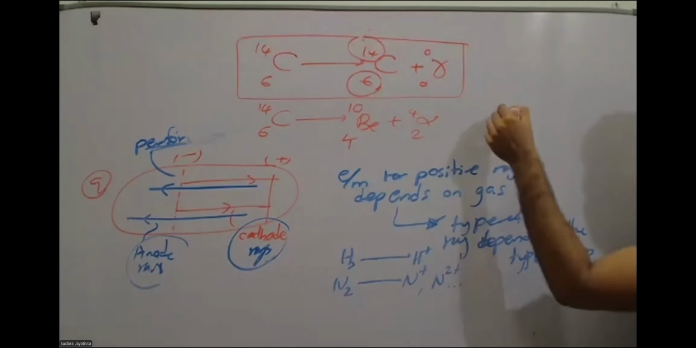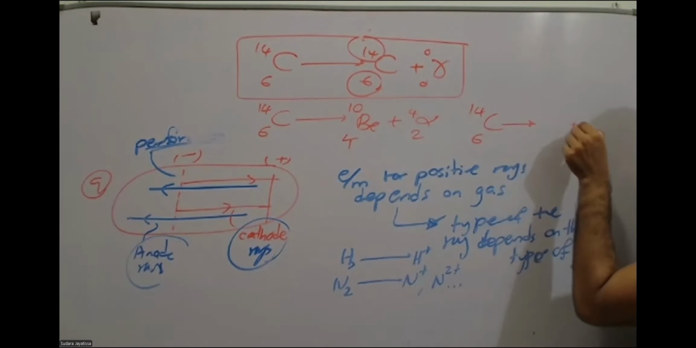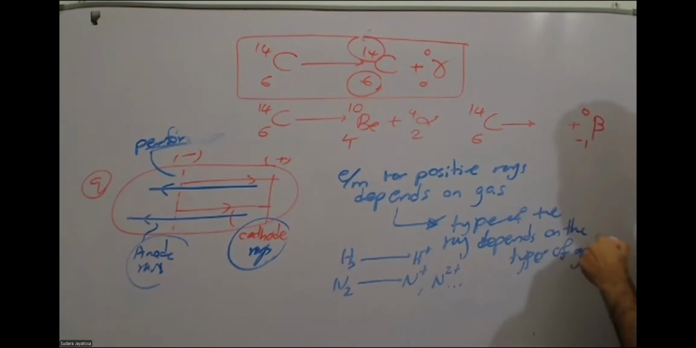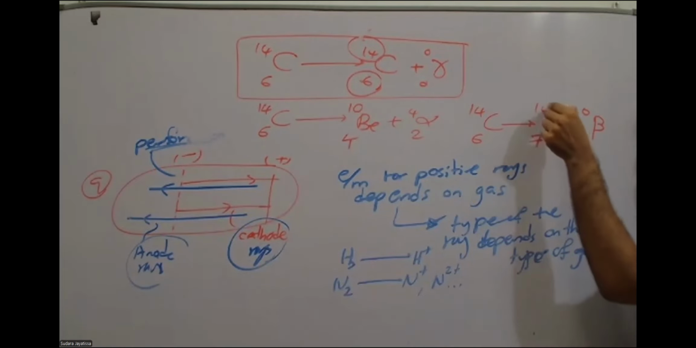What if a beta emission happens? Remember beta emission. If it is losing a beta particle, -1, 0, what will happen? Its proton number increases. Now it becomes nitrogen.